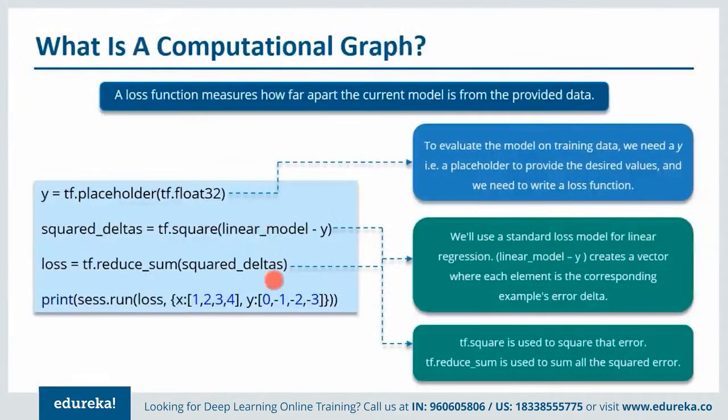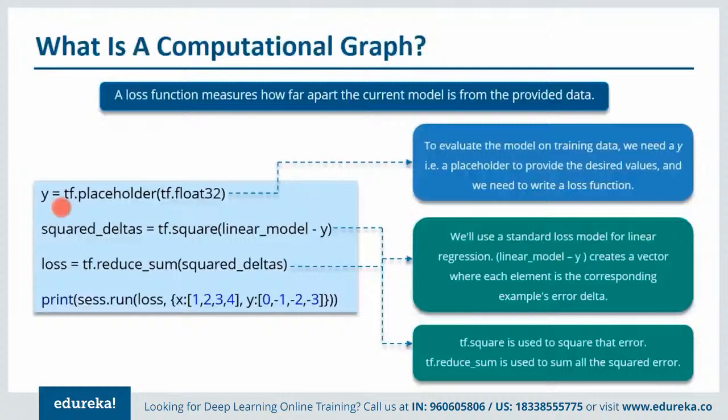So now in order to evaluate the model on the training data, we need a placeholder y, as you can see in front of your screen, to provide the desired values. And we need to write a loss function. So this placeholder y will actually be provided with the desired values for each set of inputs. And then we're going to calculate the loss function.